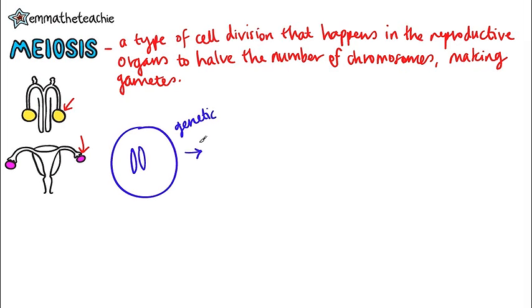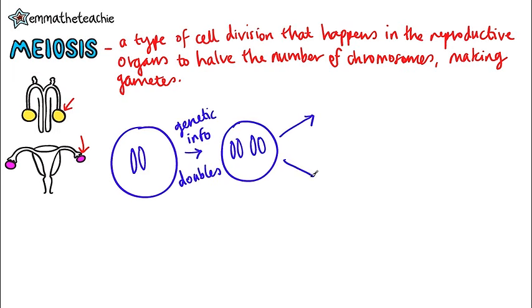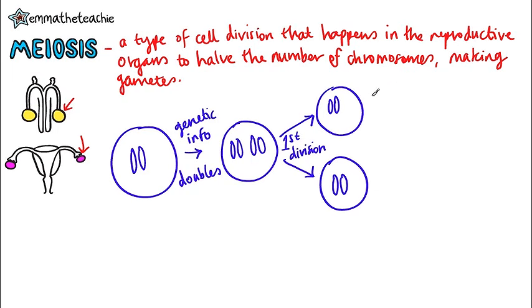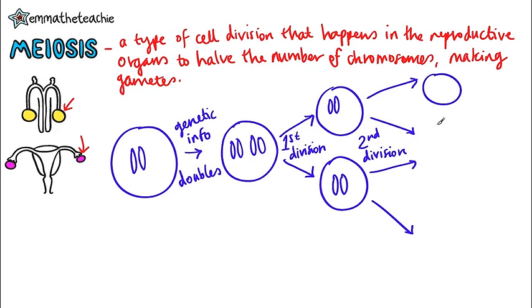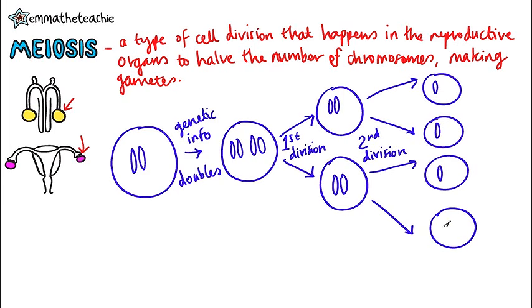The first stage is the same as mitosis. The genetic information doubles, or copies, so we get twice the number of chromosomes. The next stage is the same as well. We have a division. So this cell splits in 2, and the genetic information is split between them. Okay, here's where meiosis differs from mitosis. It has a second division. So we're going to end up with 4 cells. Each one is a gamete. And each one has got half as many chromosomes as the parent cell, or the body cell.